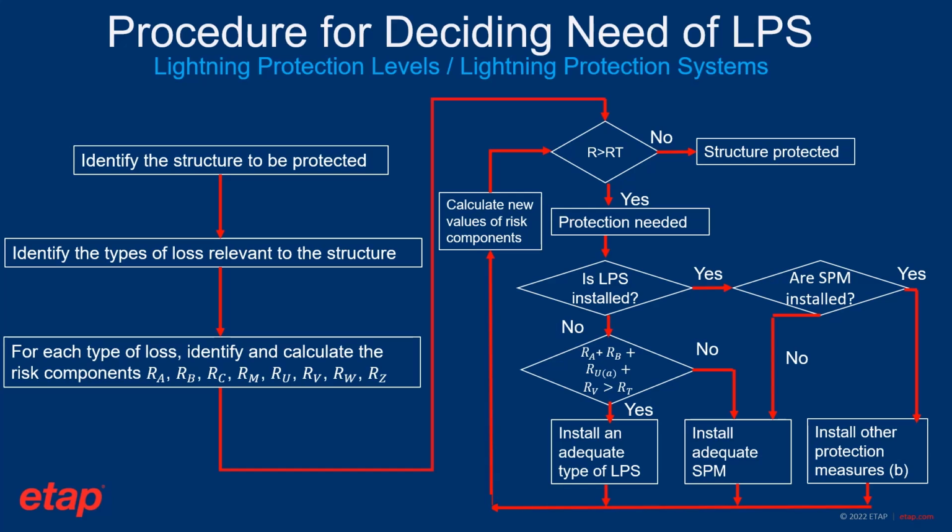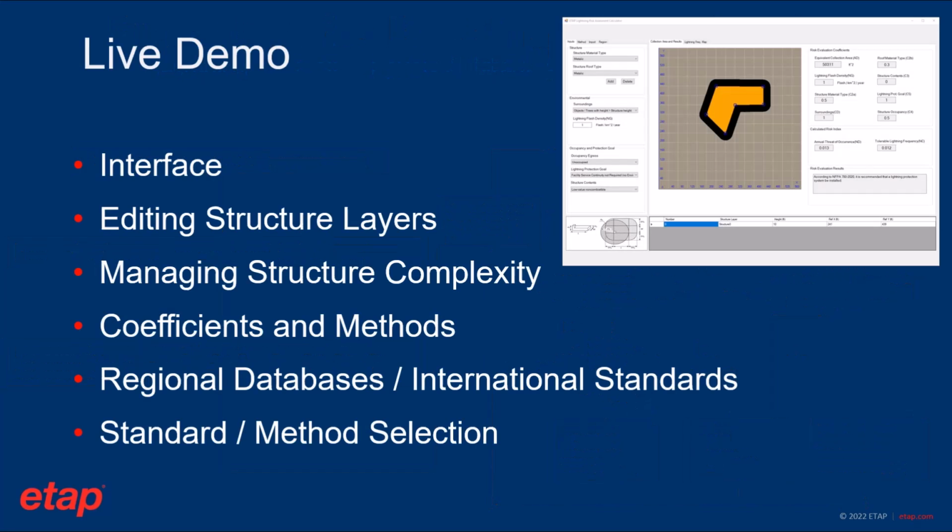And by doing so, we can provide correct measures to install the corresponding LPS and probably mitigate a lot of failures and a lot of flash events that have been happening over the years. Let's switch to ETAP to demonstrate the lightning risk assessment with the available tools and the interface that could be useful to work with complex structures and predefined shapes, and the correct method, the standard, and the corresponding regional settings.